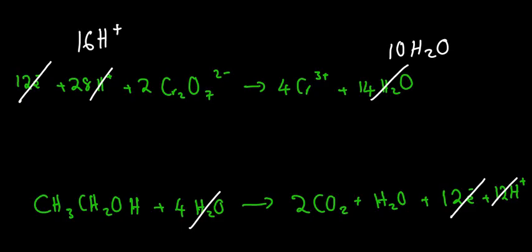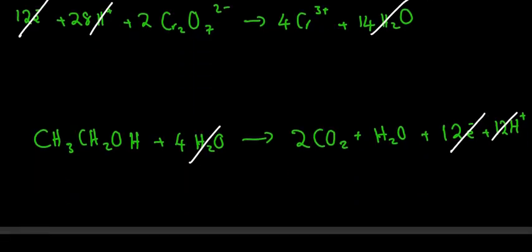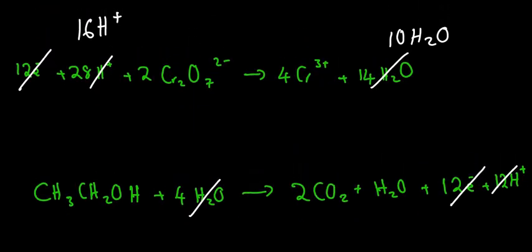So 16H+, that's what you have. Then what else can cancel? Nothing can cancel. These two waters are on the same side, this water and this water. So the balanced equation here will just be, if we combine the two equations, we're going to get 16 hydrogen ions plus the 2 Cr2O7 2 negative. So we're done here.